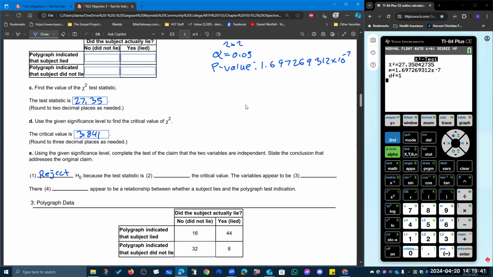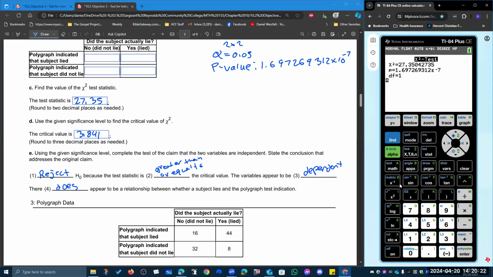They're going to make the decision because the test statistic is greater than or equal to the critical value, that this 27.35 is greater than or equal to that 3.841. So they know they're in their rejection region. They reject H naught. The variables appear to be dependent. There does appear to be a relationship between whether the subject lies and the polygraph test indicates lie or truth.